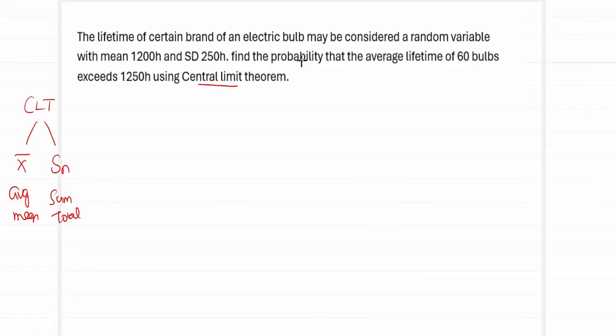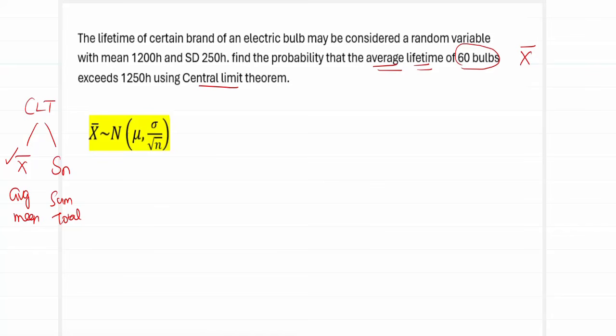Now the question asks us, find the probability that the average lifetime. So what is the question about? The question is about the average lifetime of 60 bulbs. So the problem deals with X bar, the average of the random variables. So we know that we are going to stick to the central limit theorem which applies to the average of the data, which is X bar.